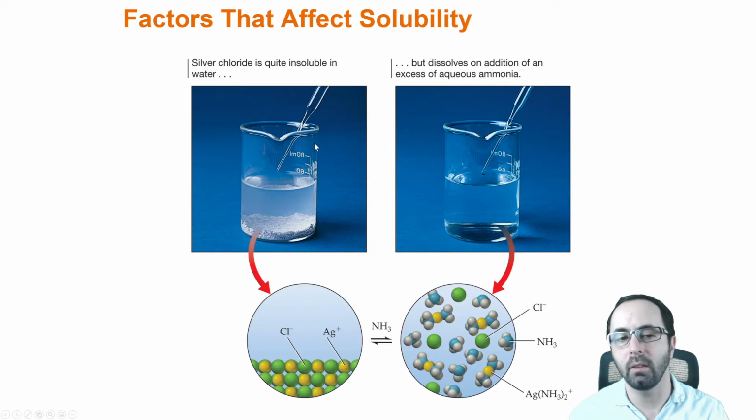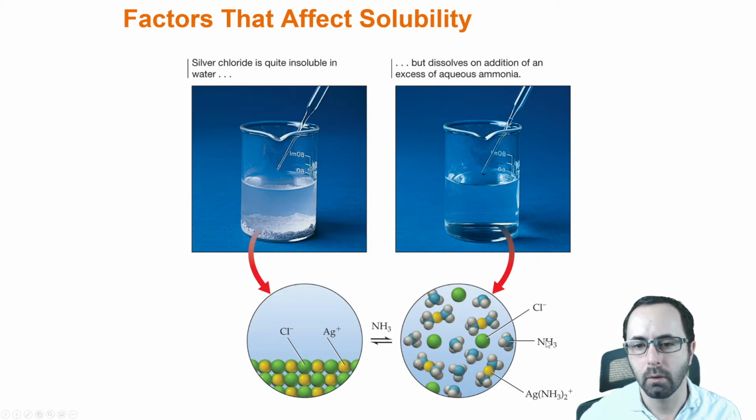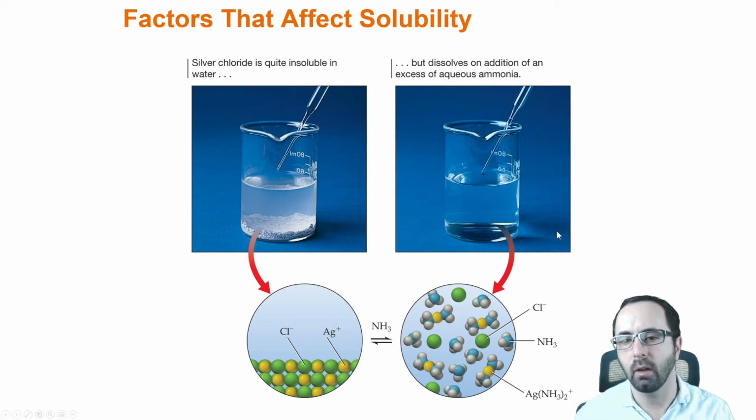And so here's an example of that. Silver chloride is not very soluble in water, but if we add ammonia, it will make the formation of the diamine silver complex ion, which will drive the solubility of silver chloride forward because of the removal of silver ions from solution. So you can see that result here.